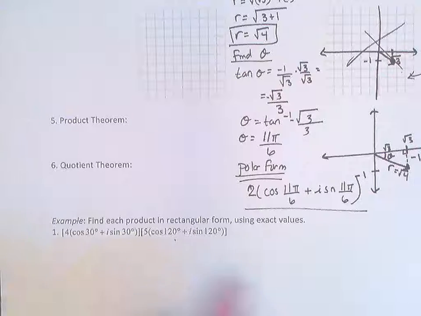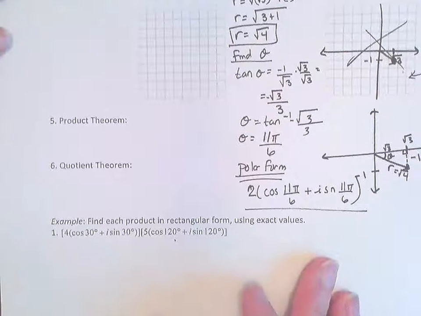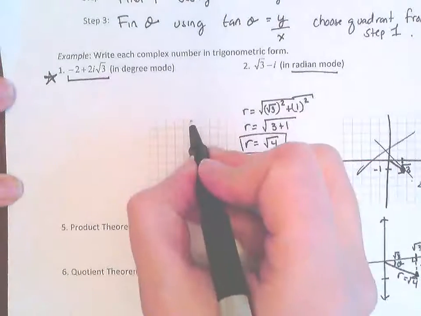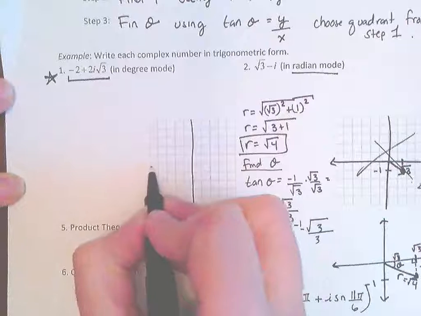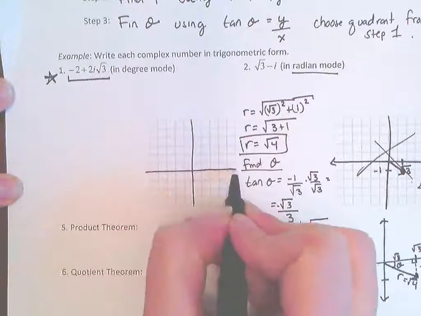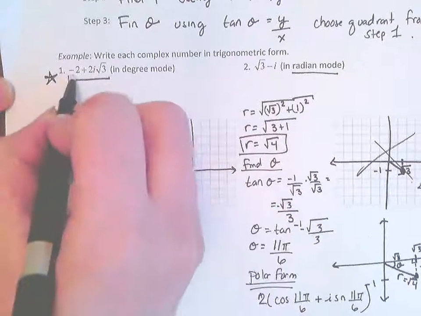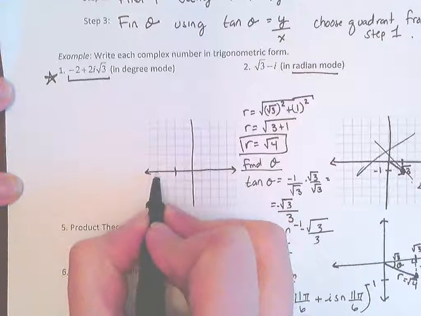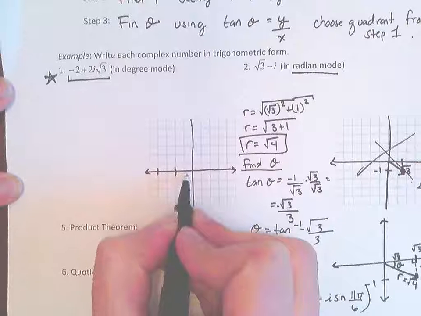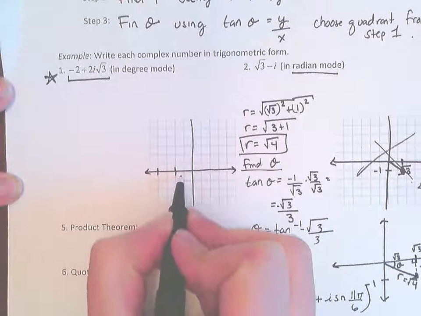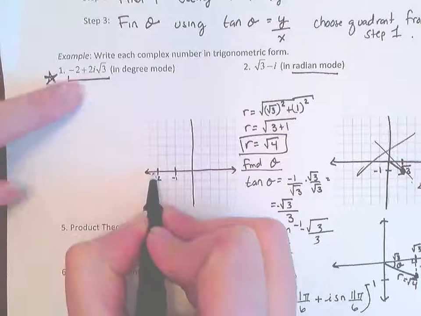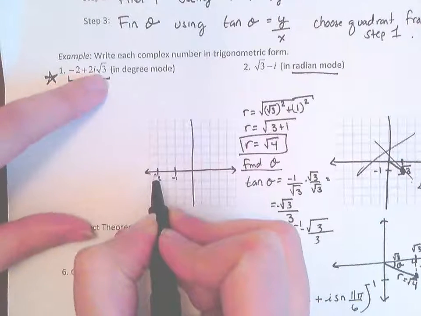This is not hard as long as you follow the steps and you practice. So why don't you try to do this one on your own at home. I'll give you a bit of a start. Basically, this is -2, so on the real axis it's going to -2, and I'm going to go up by 2 ticks. So this is negative 1. This is negative 2. And then this is 2 square root of 3.